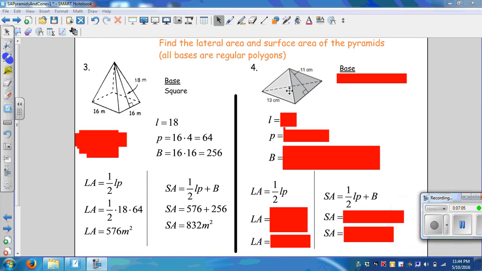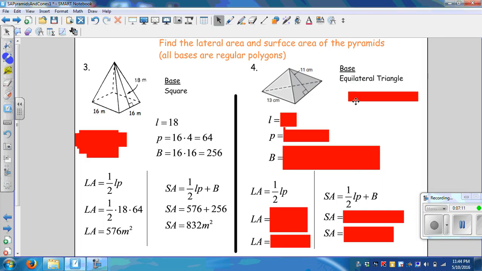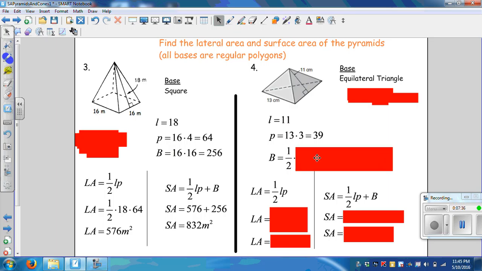Number 4, visually it does not look like it, but we're going to assume that all of the sides of the base are congruent, which would make this an equilateral triangle for the base. So slant height is already given here. You have 11. We're assuming that all 3 sides of the base are 13, so 13 times 3, giving you a 39. And the base itself, you're going to have to do some calculations here because it's considered an equilateral triangle. So we're going to work with a 1/2.